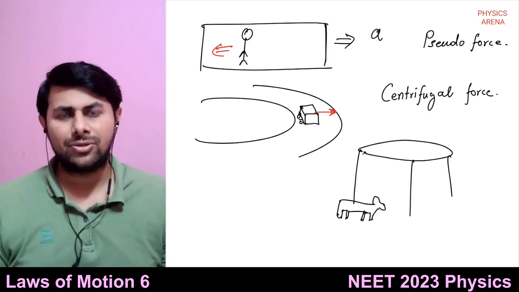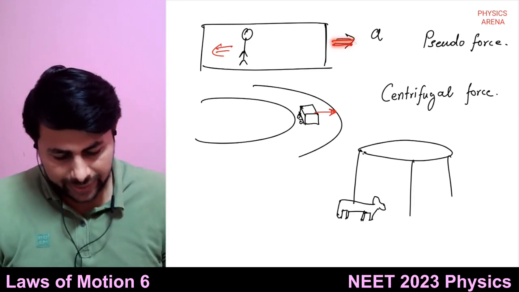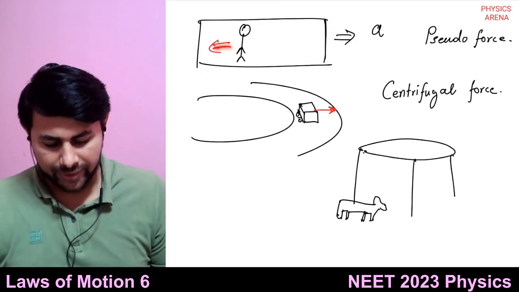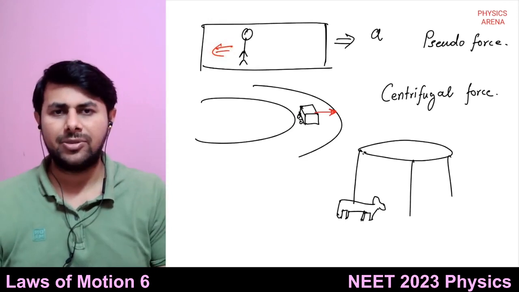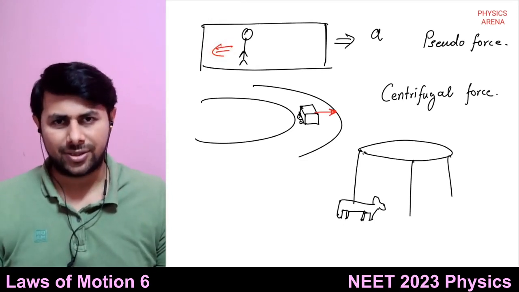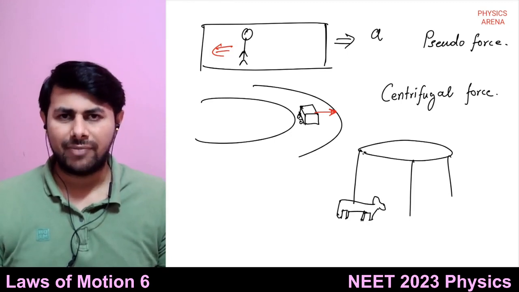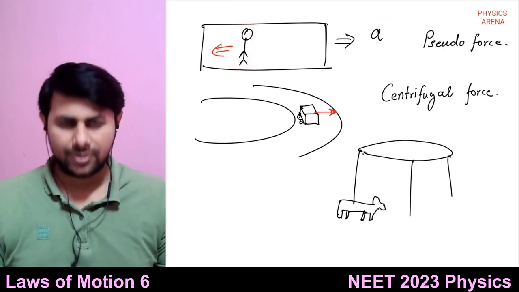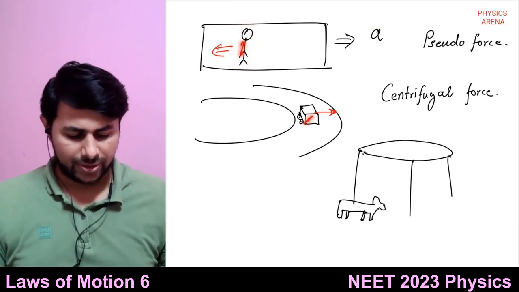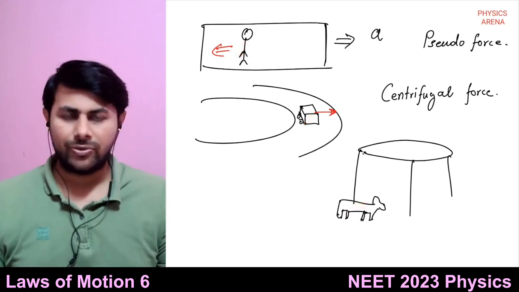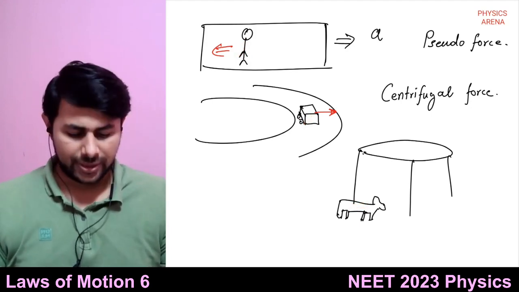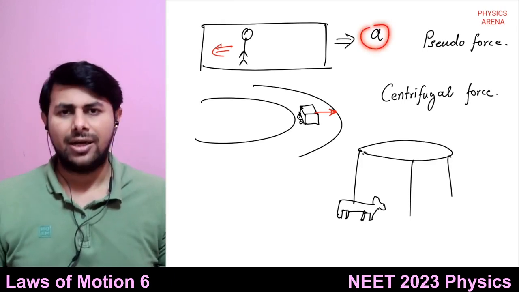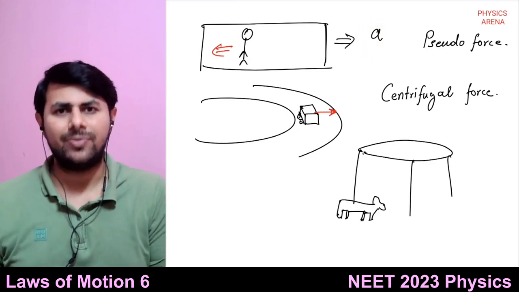And what is the direction of that pseudo force? So you see here, in case the bus is accelerating towards right, this person gets accelerated towards left. That means the pseudo force is opposite to the acceleration. And how much is its magnitude? The magnitude is equal to the mass of the person multiplied by this acceleration. So to explain this motion, we take the help of pseudo force. It acts in the opposite direction of this acceleration.